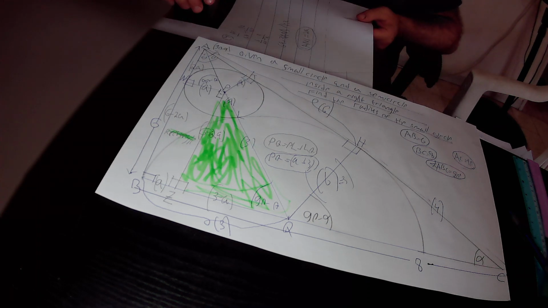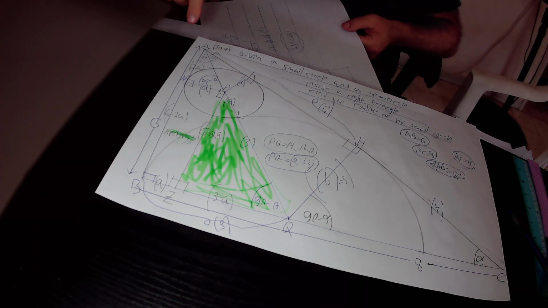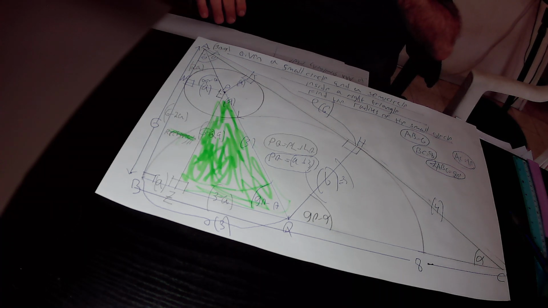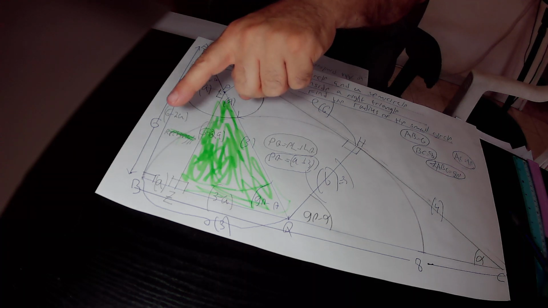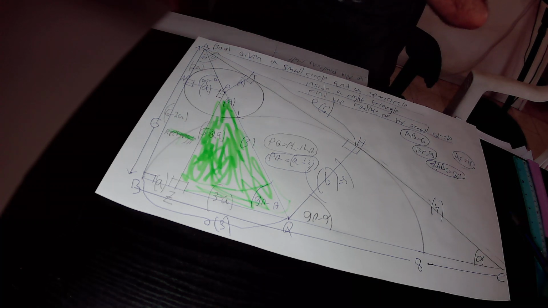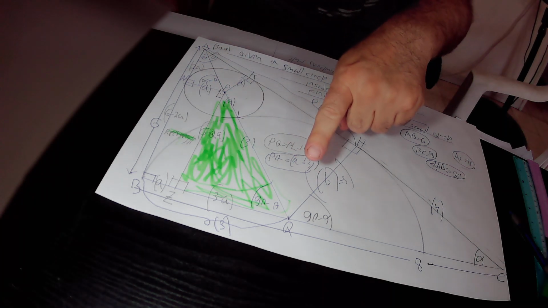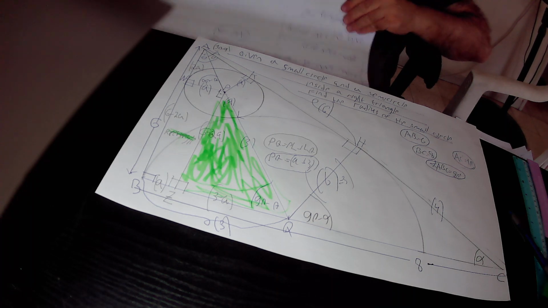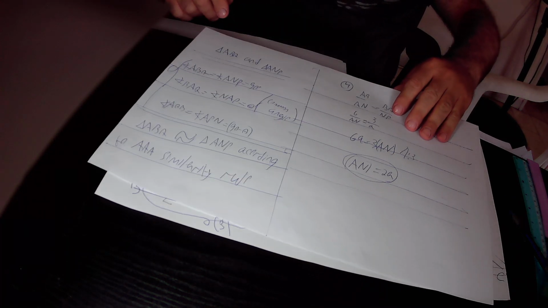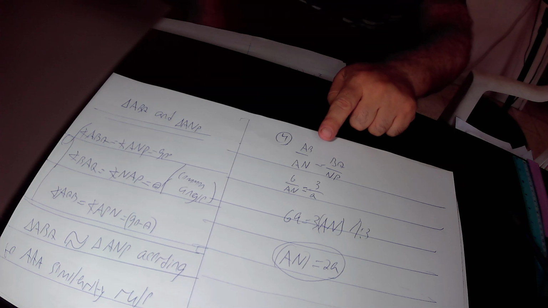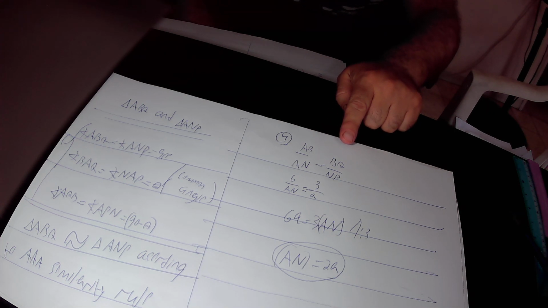And from the fact that the big right triangle ABQ is similar to the small right triangle ANP, we derive that the following relationship exists between their sides: side AB in the big right triangle ABQ over side AN in the small right triangle ANP equals side BQ in the big right triangle ABQ over side NP in the small right triangle ANP.